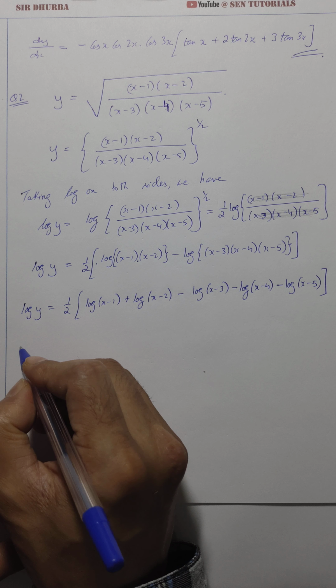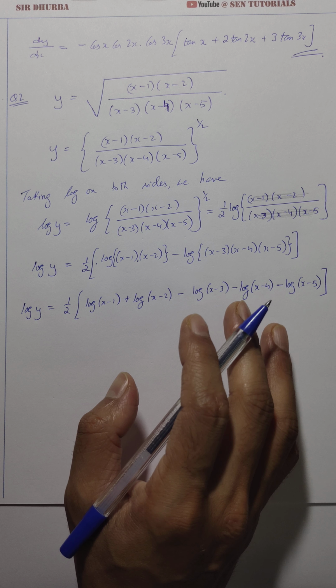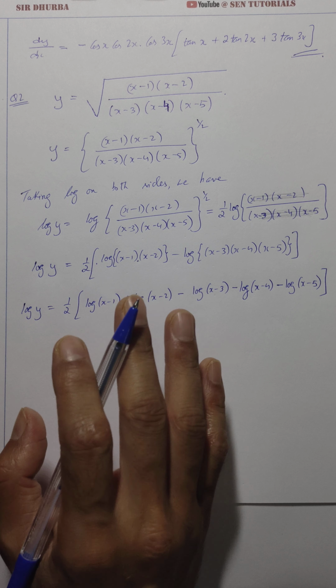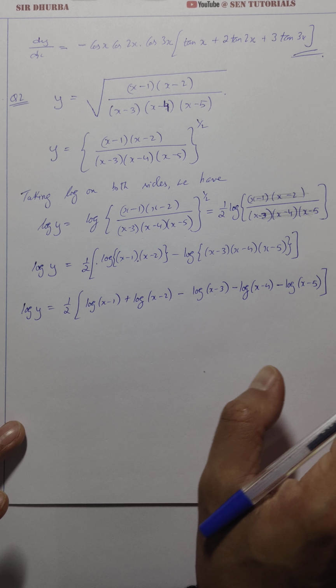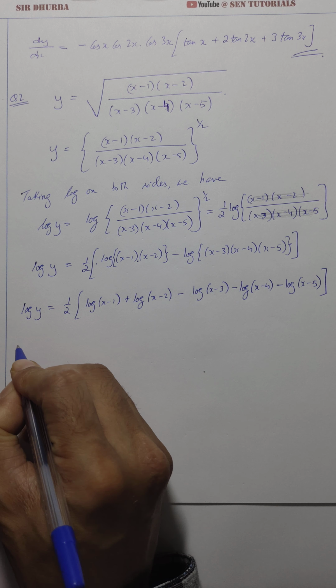Shall we differentiate? Differentiating that one I'm not going to write, please spare me that. So differentiating both sides with respect to x. So that's going to be 1 by y dy by dx, 1 by 2. Of course, solutions are going to be lengthy, no other way. All right, what is derivative of log x? It is 1 by x.